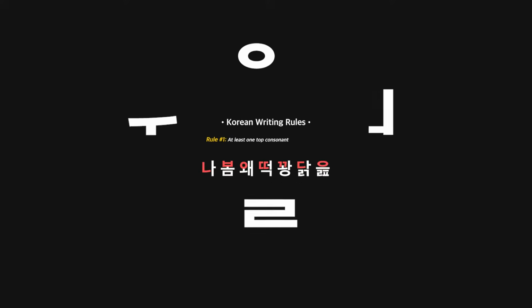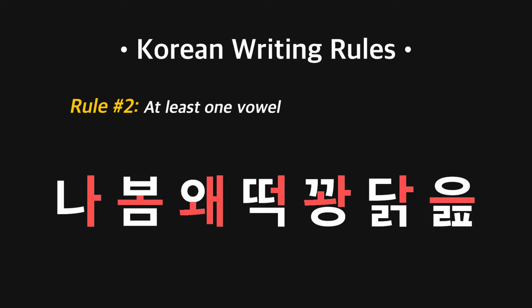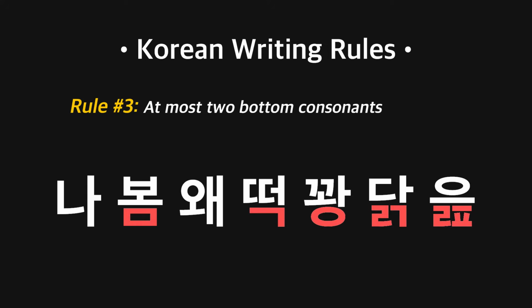The rules when it comes to writing Korean characters are: number 1, you need at least one top consonant. I say at least one because, spoiler alert, double consonants exist. But it's not possible for a character to have no top consonant. Number 2, you need at least one vowel, whether it's a horizontal vowel or a vertical vowel, or even both, but it's not possible to have no vowel. And finally, number 3, you can have up to 2 bottom consonants. This means you can have one or none on the bottom.